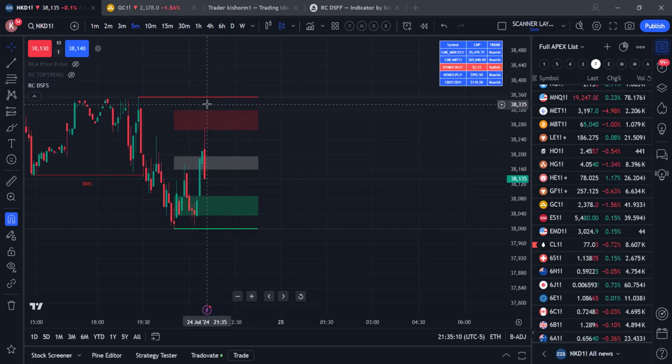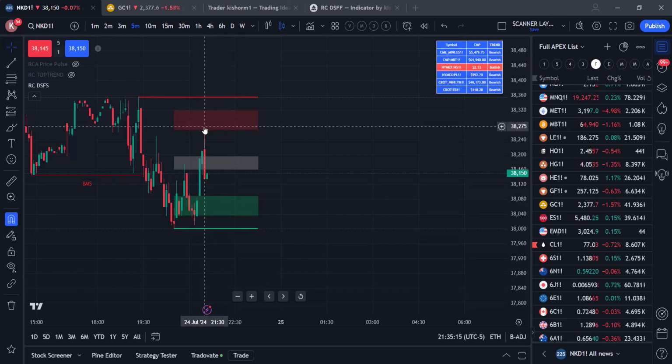It went to the premium zone. It is a bearish ticker. So I thought it may go a little bit further, but it went and immediately dropped a bit.